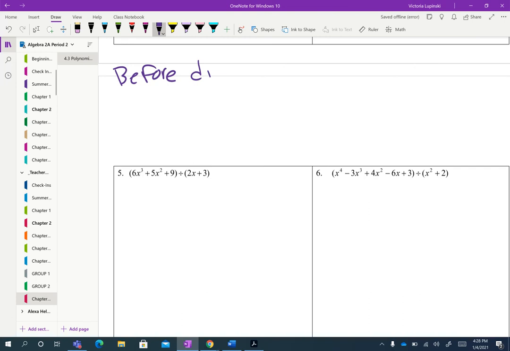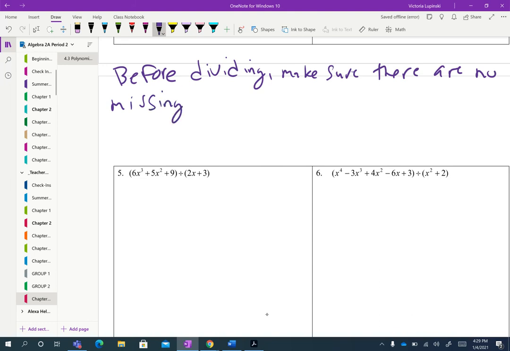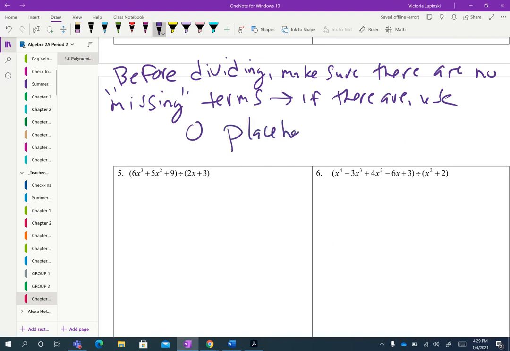Before dividing, make sure there are no missing terms. If there are, use 0 placeholders. That'll make a lot more sense in a minute when I show you what that means.